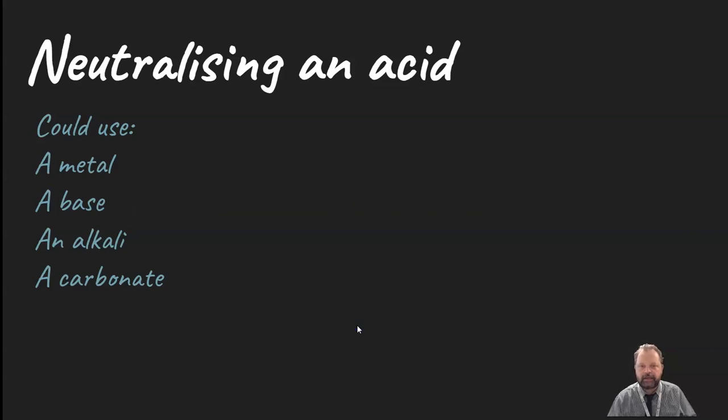An alkali is a special kind of base. It's a base that does dissolve, and that means you can measure its pH. Alkalis are caused by the hydroxide ion. So any compound which is a soluble hydroxide is also an alkali, and we can also call it a base.